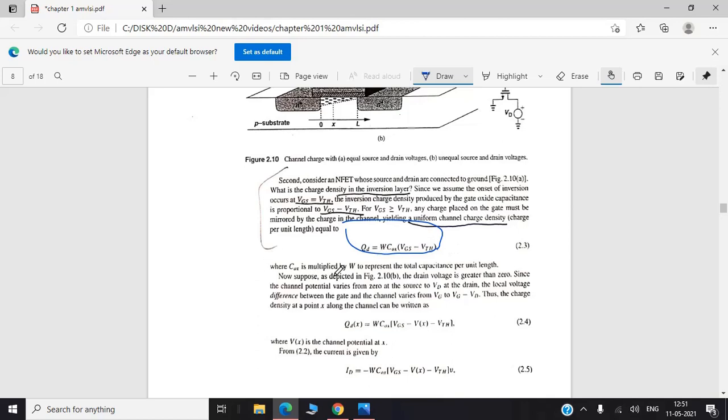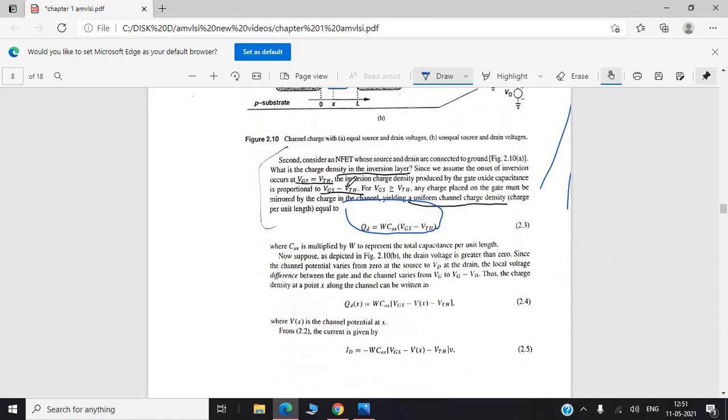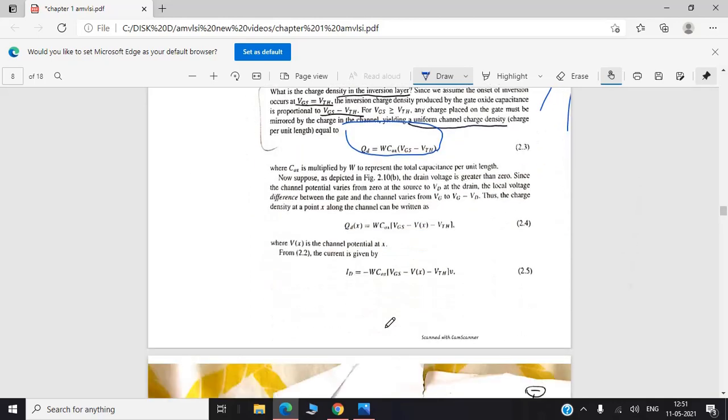Further, suppose we take it for the pinch off region here. As you can see, this will be the pinch off region. So we will see what QD becomes there. QD of X, at the center point here, will be given by W COX into VGS minus V of X minus VTH. So one more term is added here, that is Vx, which is nothing but the channel potential at X. So now we got QD of X.